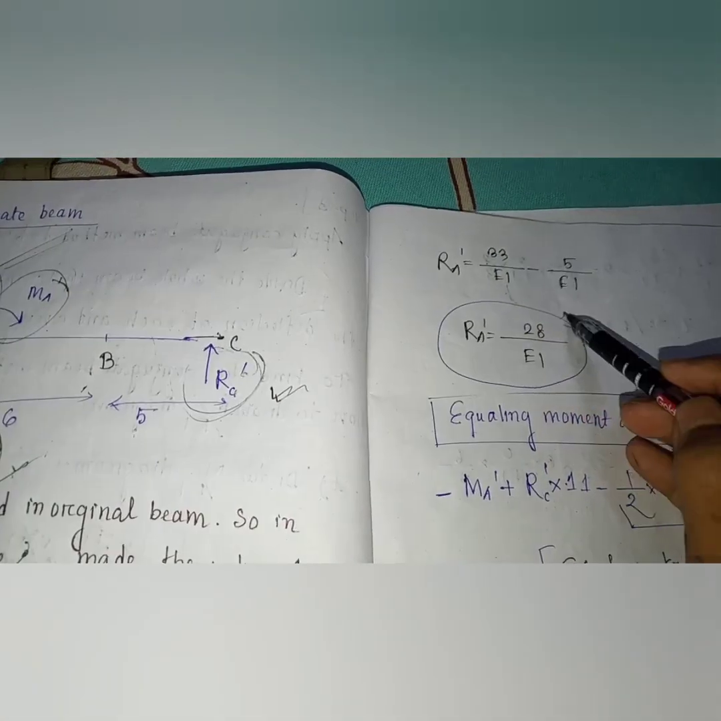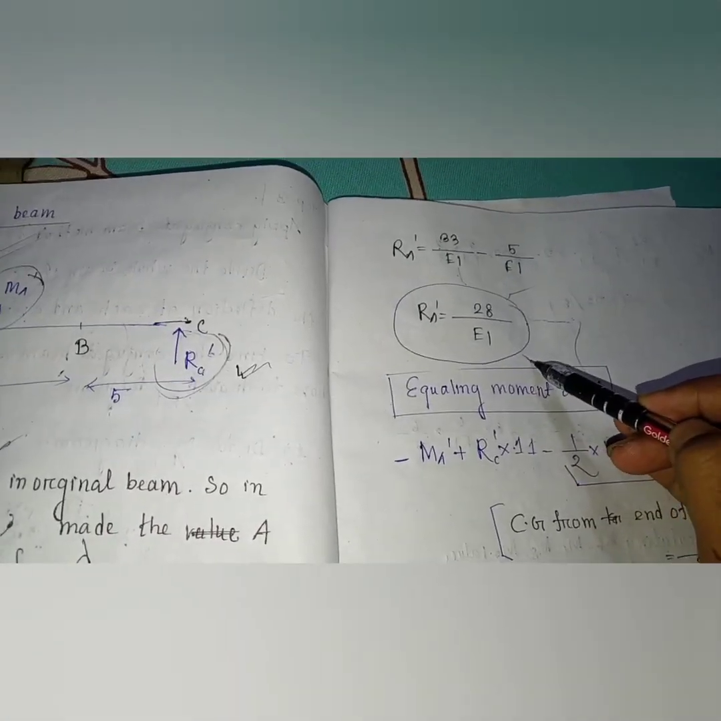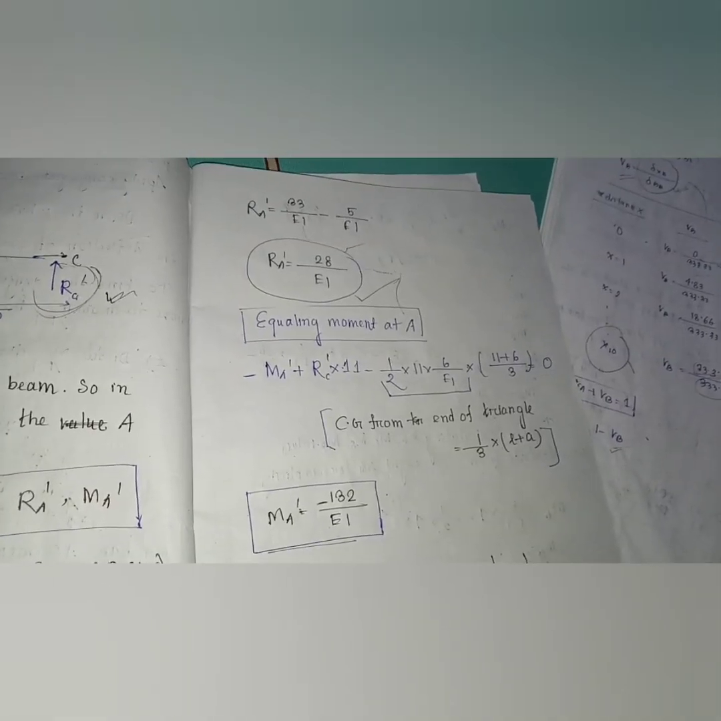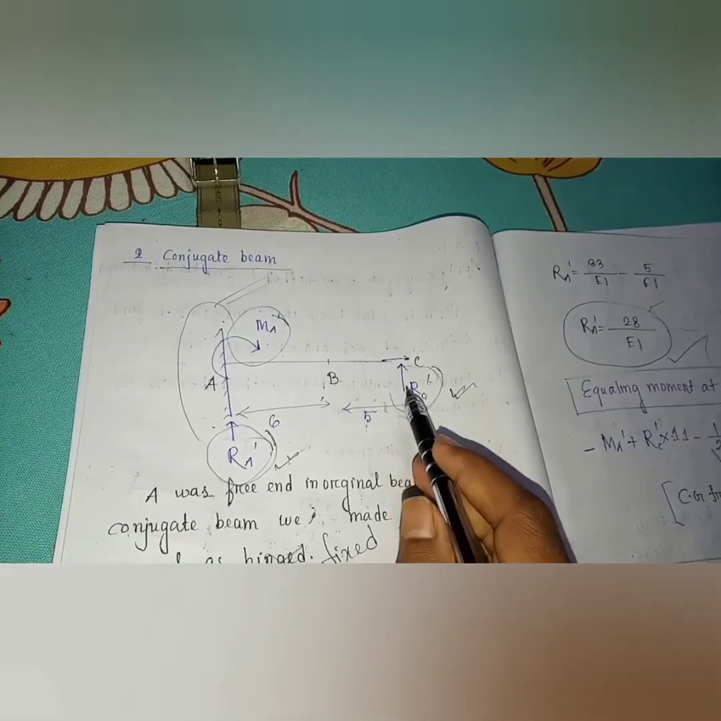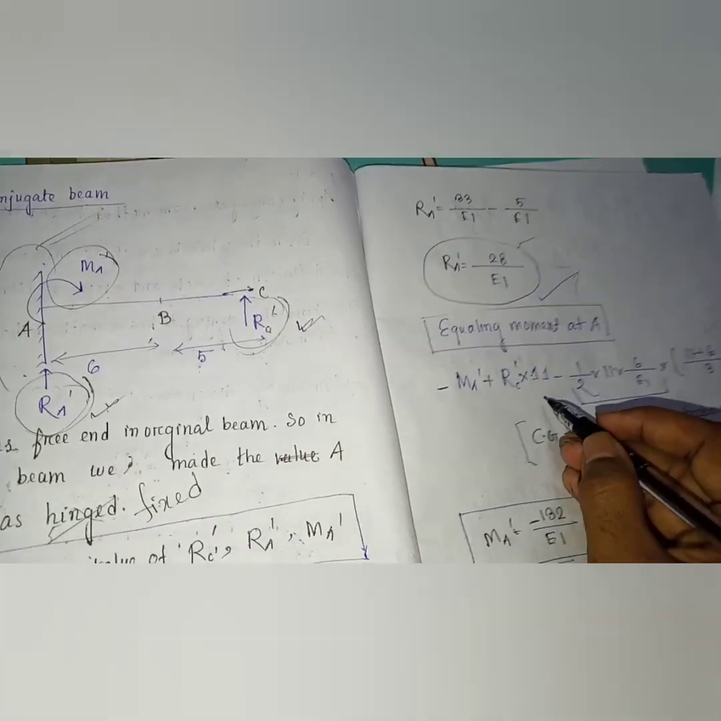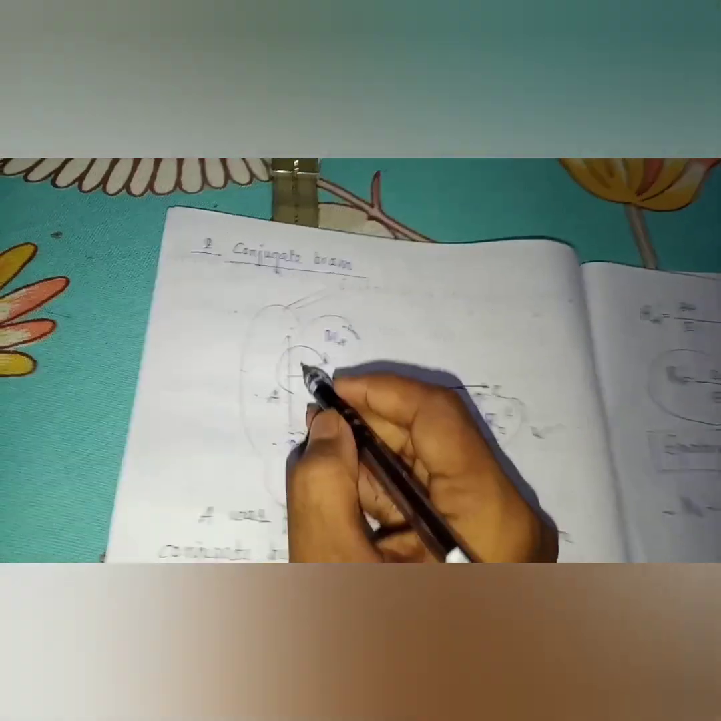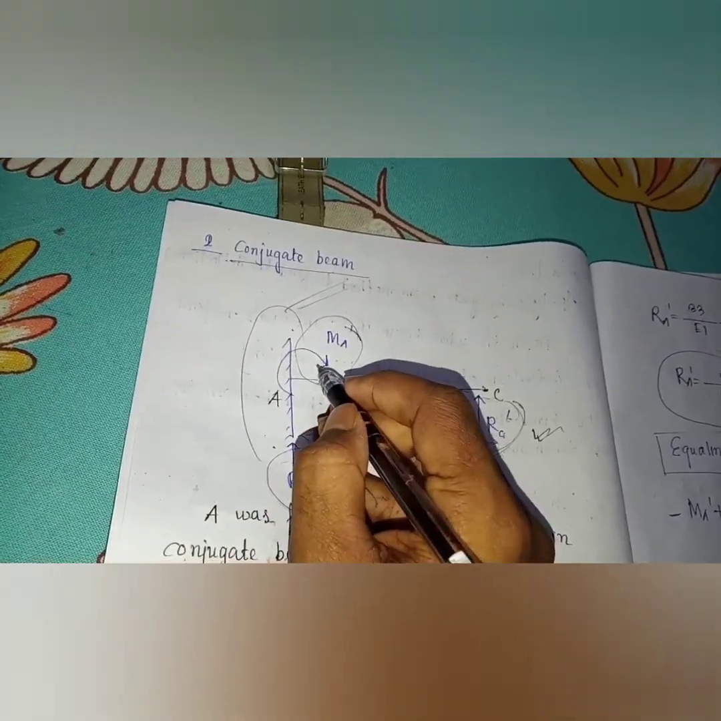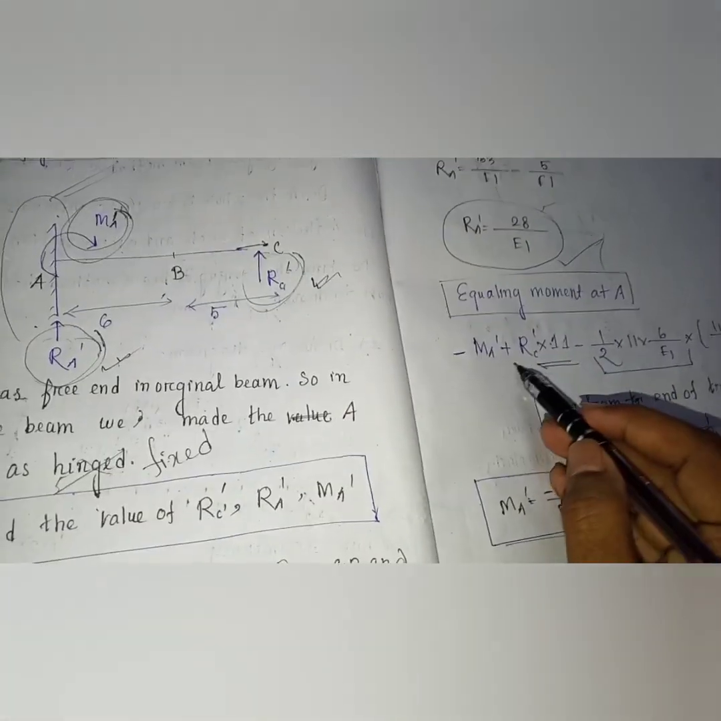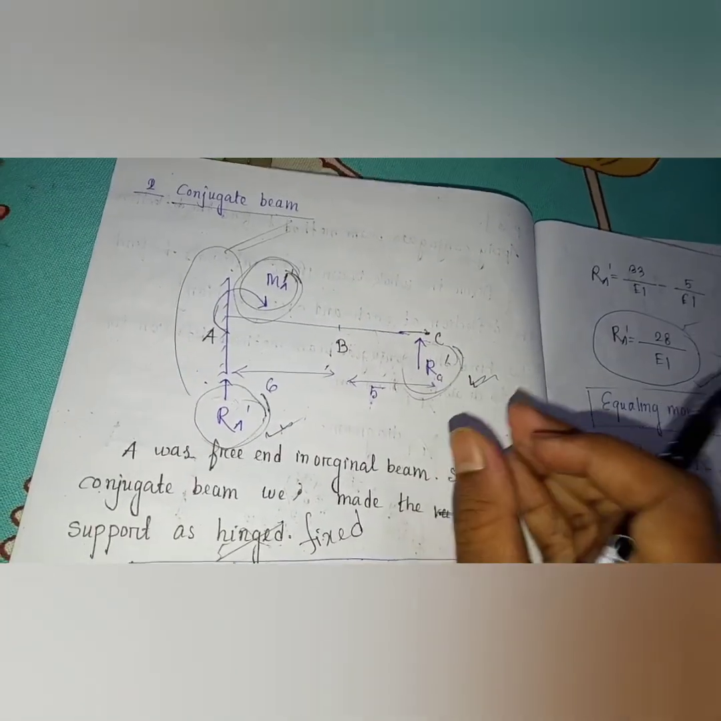Ra prime equals this, and thus I found the value of Ra prime. Now again equating moments at A, now all the moments will come. That means from here upward, RC prime into 11. I have written RC prime into 11. Now as this is fixed, it has its own moment MA dash. I have written this negative because I have considered the sign convention.